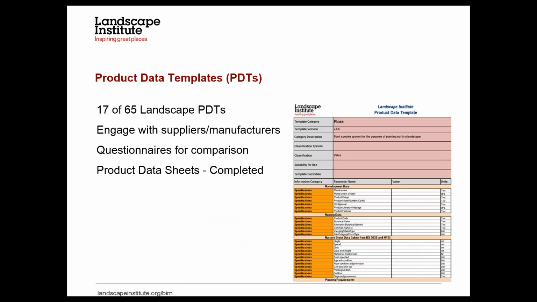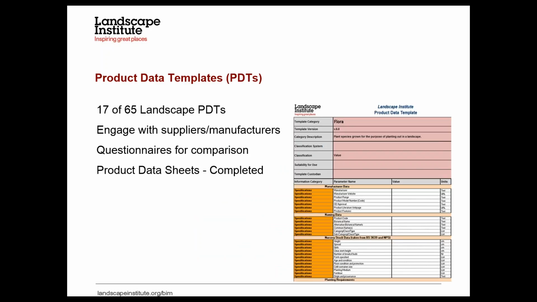And what are we doing at the moment? Well, we're working at the moment on product data templates. There's 65 been identified, and I think it's about 500 or so in the construction industry as a whole. It's a way of you sending out information to manufacturers and suppliers, and then giving you consistent information back. It's sometimes referred to as a questionnaire for comparison. So you send out a product data template, they complete it, and they send you back a product data sheet.